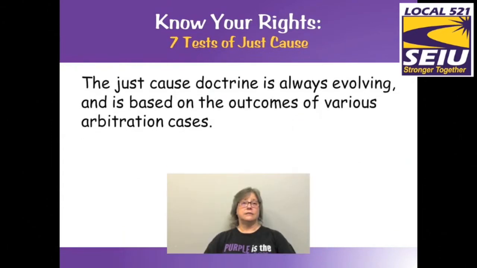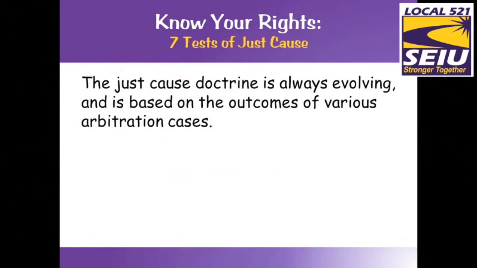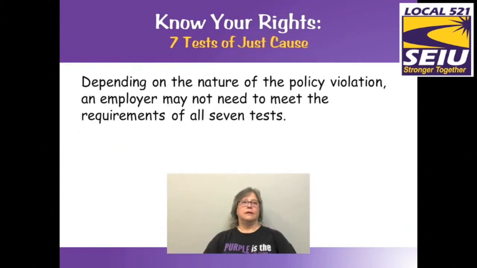The just cause doctrine is always evolving and is based on the outcomes of various arbitration cases. Depending on the nature of the policy violation, an employer may need to meet the requirements of all 7 tests. For example, egregious violations, crimes, etc. In other words, not all tests have to be met every time. Example, if a worker commits a serious enough offense, their termination might be upheld even if it's their first discipline.